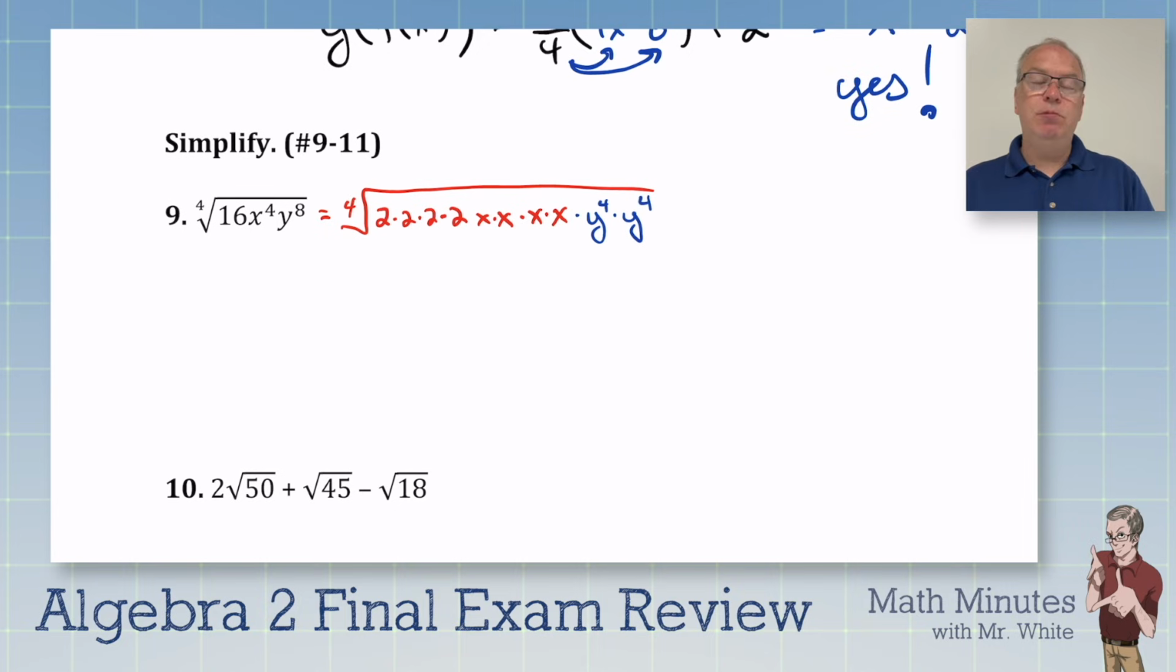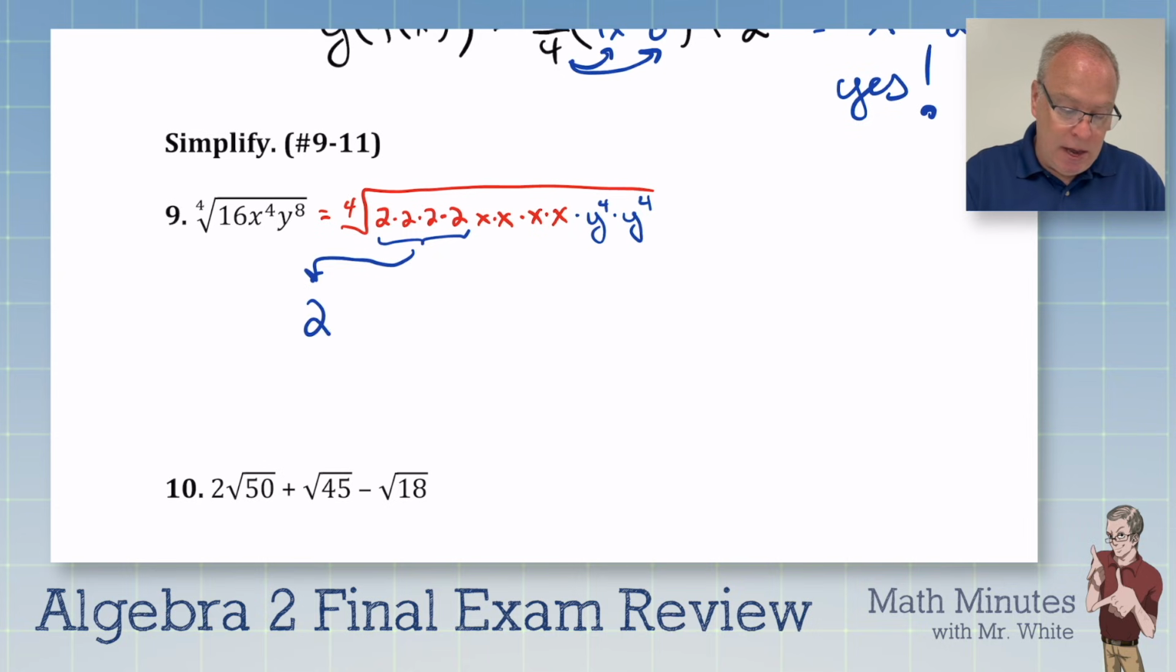So we're looking for groups of 4 because it's a fourth root. Any group of 4 can make a jailbreak, make their way out of the radical, and then be simplified. So for example, this group of 4 comes out of the radical and it becomes just a 2 to the 1st on the outside of the radical. All right, we don't have 4 of them. We only have 1 on the outside of the radical. So it made a jailbreak.